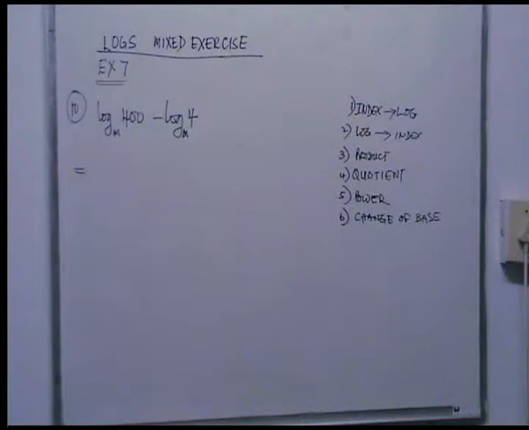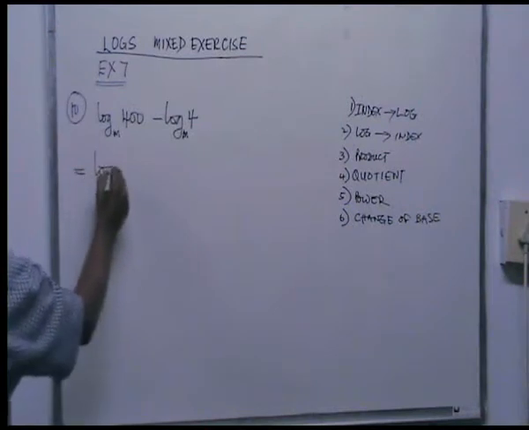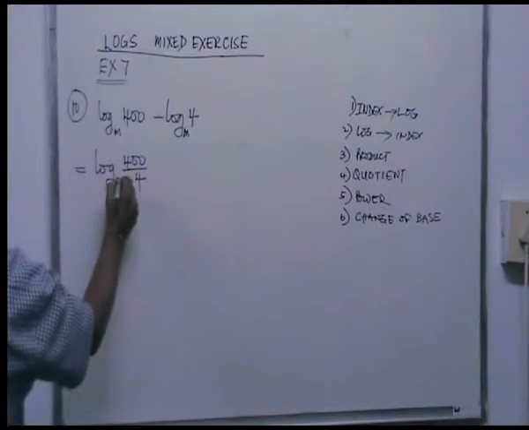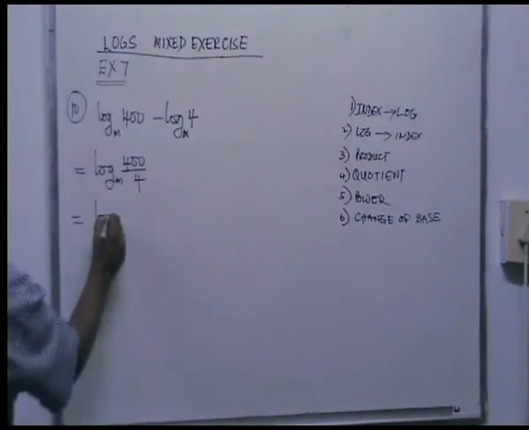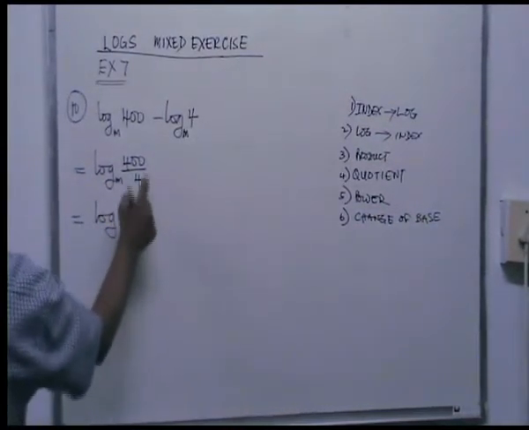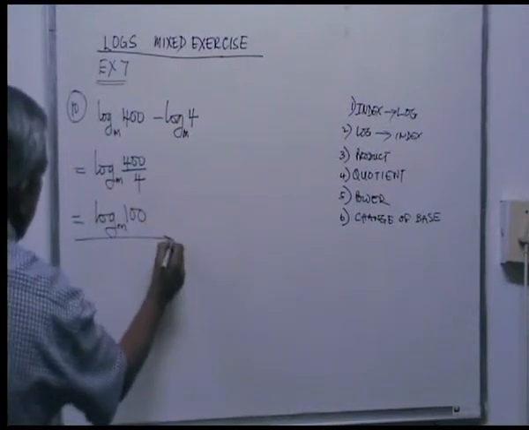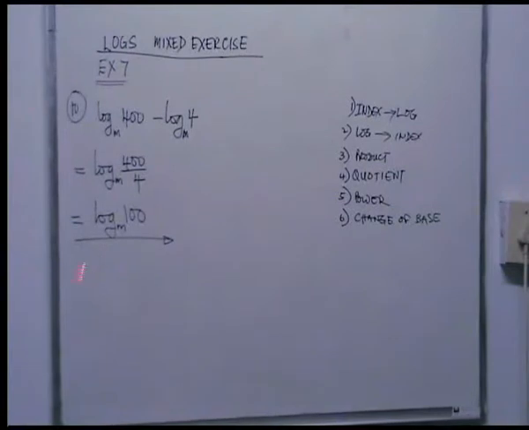So we can apply the quotient law. In other words, 400 will be divided by 4. So the answer will be log of 400 divided by 4 to the base m. That will become log of 100 to the base m. And that's where I will stop. I can do change of base here, but it won't help me in any way. So that's why I will just stop. That's the answer for number 10.